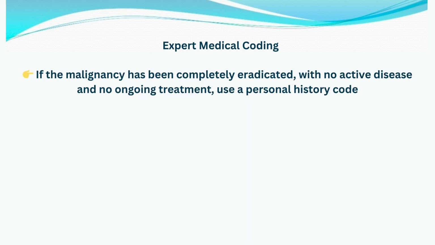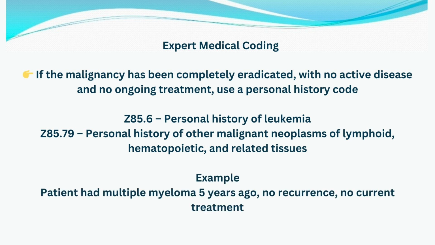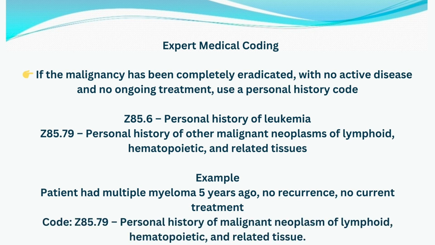If the malignancy has been completely eradicated with no evidence of disease and no ongoing treatment, use a personal history code. So Z85.6 is for personal history of leukemia and Z85.79 is for personal history of other malignant neoplasms of lymphoid, hematopoietic and related tissues. Let us see an example here. A patient had multiple myeloma 5 years ago, no recurrence, no current treatment. So we have to code it as history code Z85.79, personal history of malignant neoplasm of lymphoid, hematopoietic and related tissues.